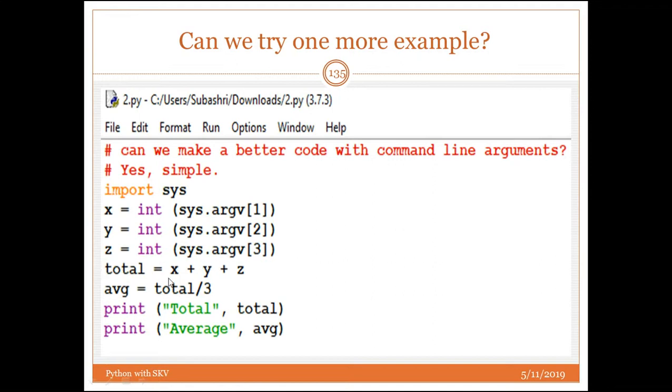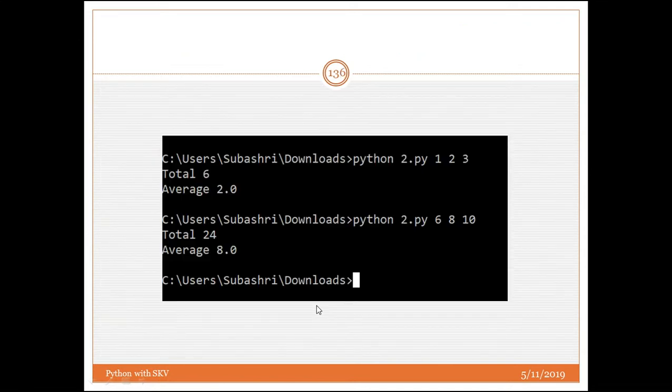Now total is equal to x plus y plus z. Average is equal to total by 3. So total and average are printed. Is it difficult? Not at all. It is very easy, and you've got the output in front of you.